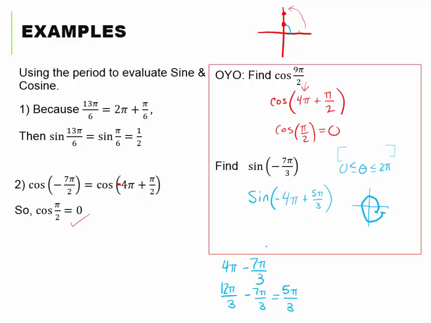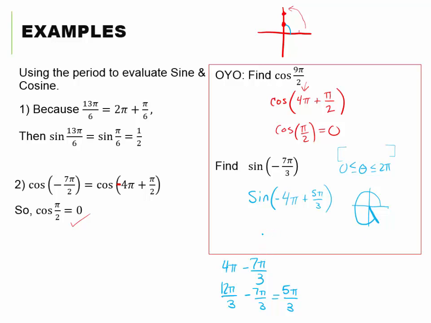Now, here's the thing about this. All you have to do is recognize the period and the difference of that period with the terminal line. So that's like saying, hey, that's 7 pi over 3. If I just subtract those, I get my value. Where is 5 pi over 3 on the unit circle? It actually is right here, which is what I want.